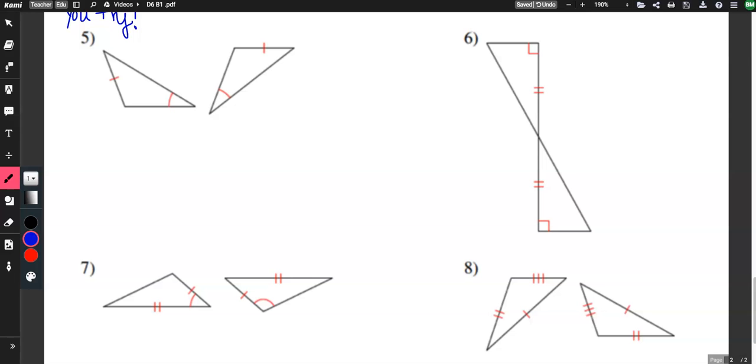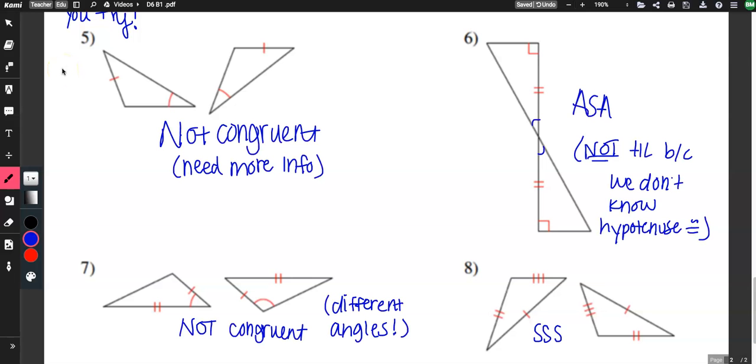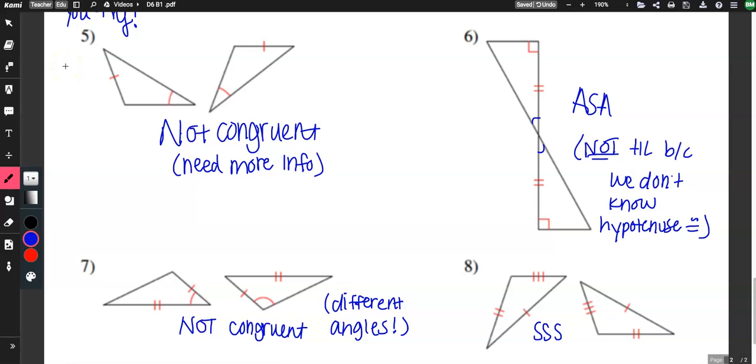All right, so here are my final answers. Number 5, I said not congruent. We definitely don't have enough information because only 2 things are labeled and there's no other geometric reasoning I can use. Number 6, angle side angle. Notice I did not use hypotenuse leg, even though these are right triangles. I don't know anything about the hypotenuse, so I can't use that as my reasoning. I have vertical angles though.